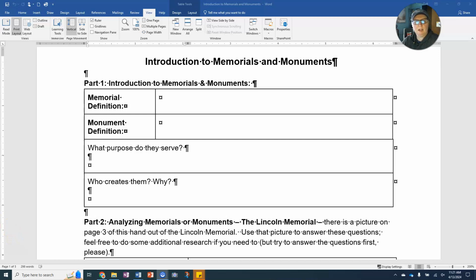So first thing I'm going to have you do is just go through and come up with some definitions. What are memorials and monuments? Okay. And then once you've got those definitions, you're going to answer these two questions. Okay. What purpose do they serve? And who creates them? Why do they get created?